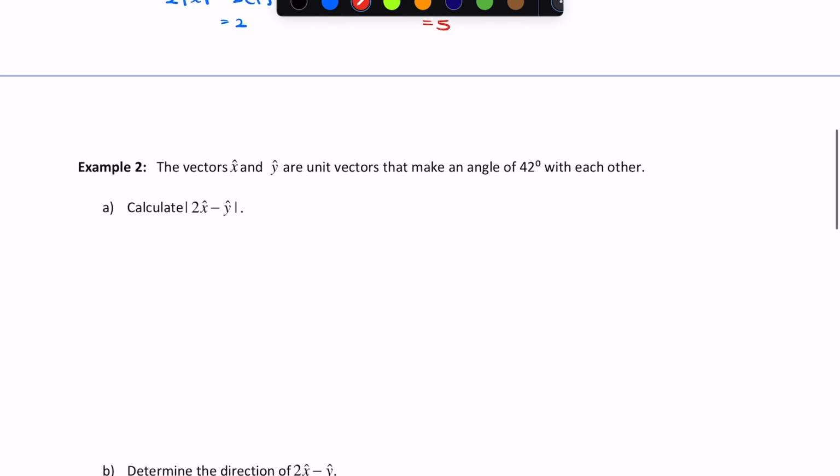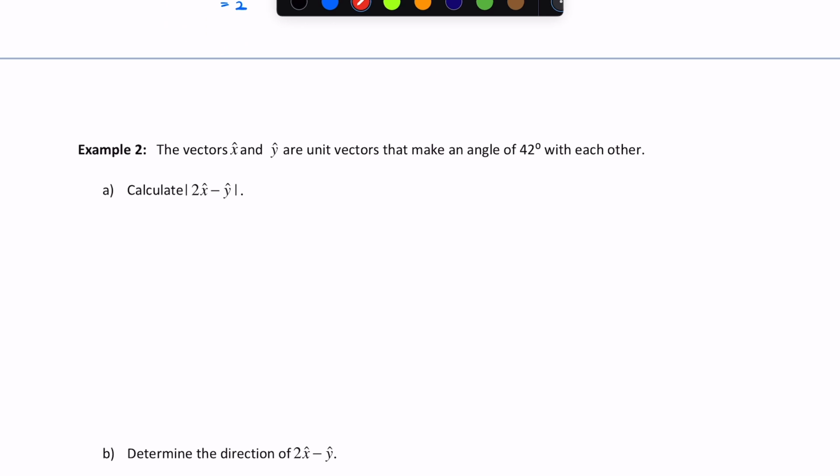Let's look at example 2. It says the vectors x and y are unit vectors, meaning that they have a magnitude of 1, that make an angle of 42 degrees with each other. Then calculate 2x minus y.